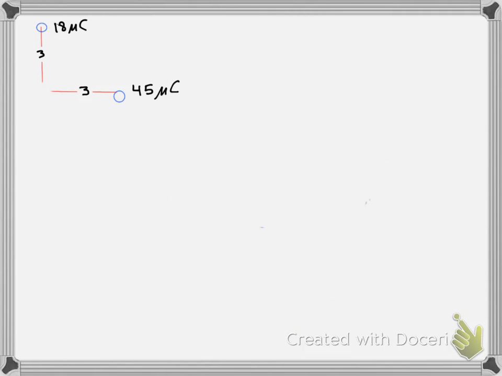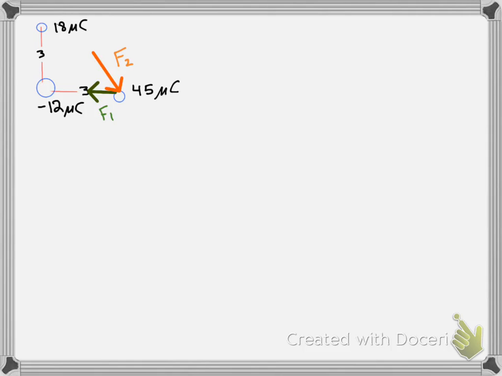So if we look at the problem again, and we put in our missing forces, what we want to find is the net force on that 45 microcoulombs. So we find the force that the negative 12 exerts on it, and we have to find the force that the 18 exerts. Notice that the 18 is pointing down because the 18 is positive and the 45 is positive, so the 18 wants to push the 45 away, while the negative 12 wants to pull the 45 towards it. So that's the direction of our forces.